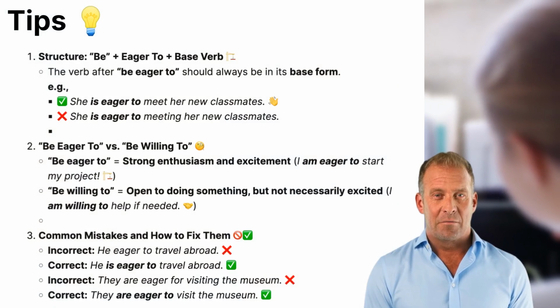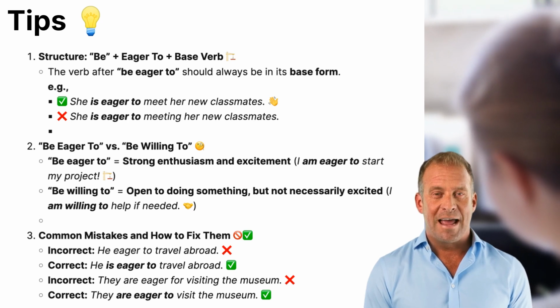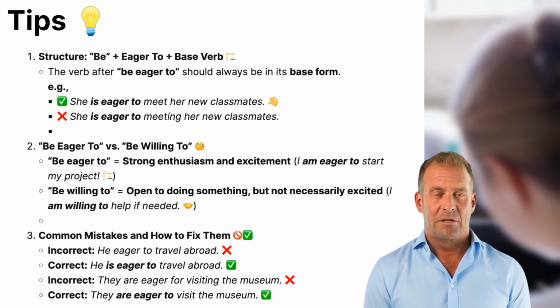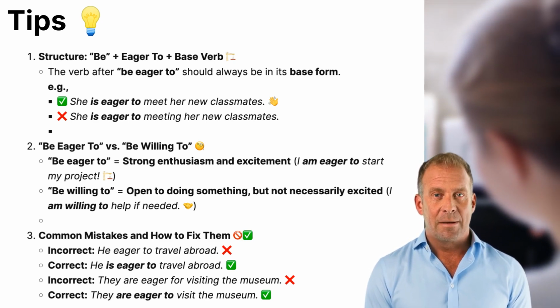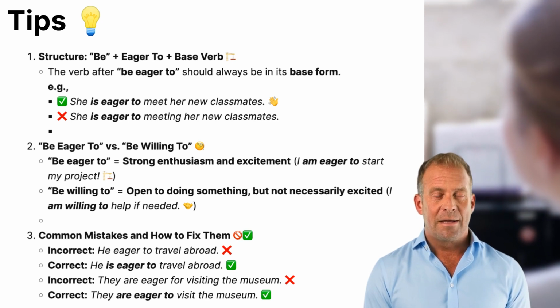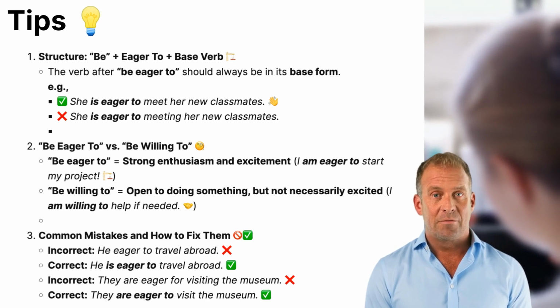Now that we've covered the different ways to use be eager to, let's go over some important tips to help you use it naturally and correctly in conversations. 1. Structure: be plus eager to plus base verb. The verb after be eager to should always be in its base form, without ing or to before it.